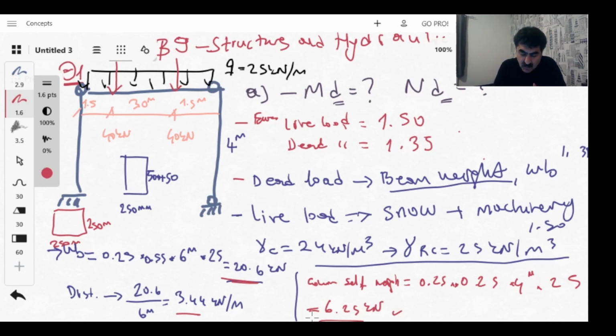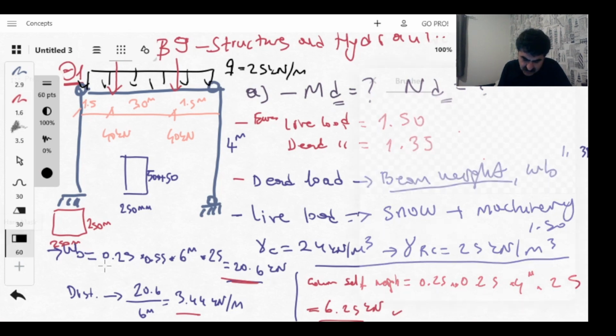So I calculated the weight of the column and the weight of the beam. Now I am going to calculate design loads by using the weight of the column and the distributed live load on the column, to calculate the design axial load at the column. So let me delete this part, and then we can continue.